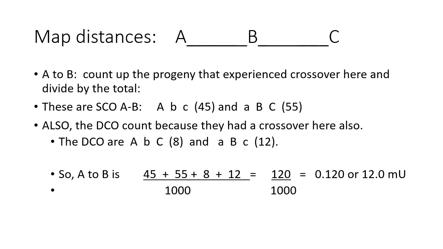So these are the big A, little b, big C, which are 8, little a, big B, little c, which are 12. So calculating this map distance between A and B, we have our 45 plus 55 plus 8 plus 12 over 1,000. That's 120 over 1,000, which is 0.120, times 100 makes 12.0 map units.